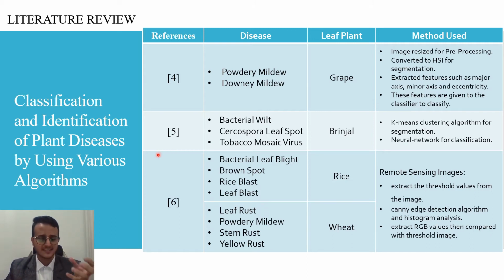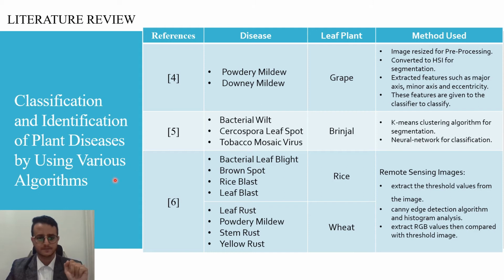In the second paper, which talks about the brinjal leaf plant, the diseases infecting brinjal are bacterial wilt, Cercospora leaf spot, and tobacco mosaic virus. The method used in this paper for classification is the k-means clustering algorithm for segmentation and a neural network for classification.